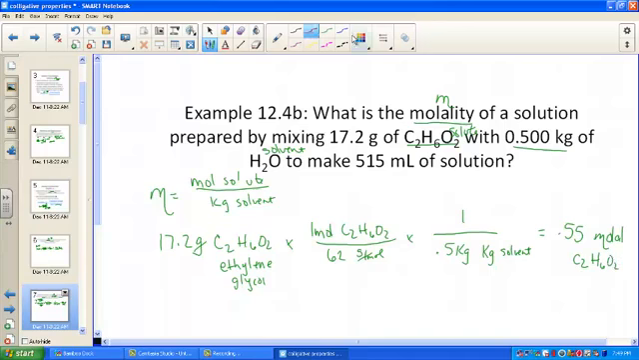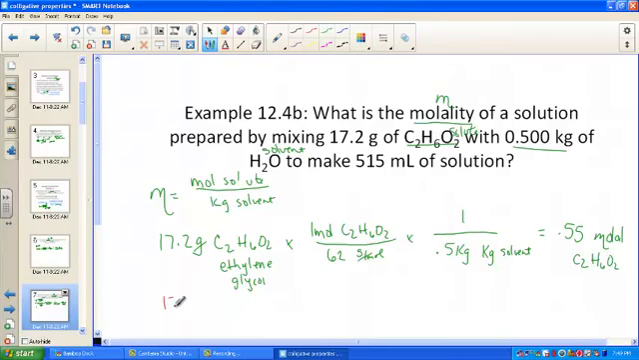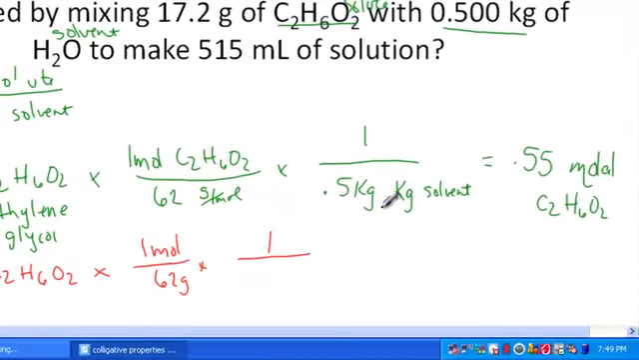Now it didn't ask us, but what if it had asked us to convert that into molarity units? In molarity units, 17.2 grams of our solute, C2H6O2, we can use the molar mass we found to be 62 grams. It's the critical next step that distinguishes molality and molarity. Molality used kilograms of solvent. Molarity will use liters of solution. So 0.515 liters, and I can hit that for us.